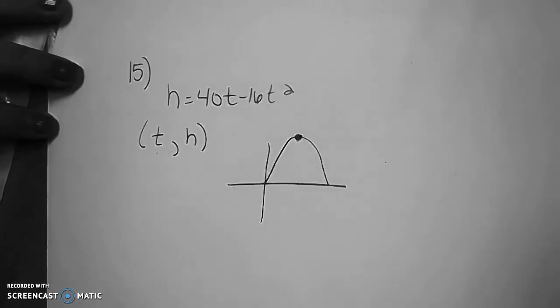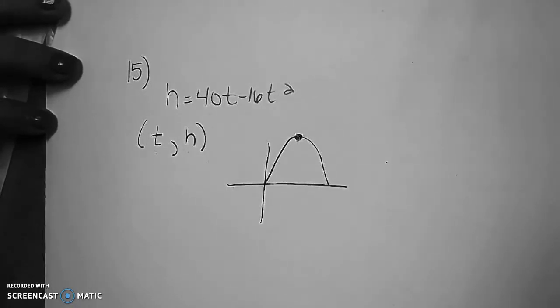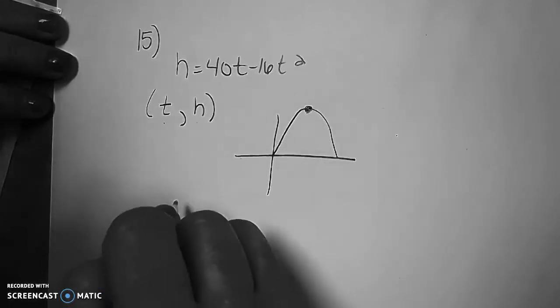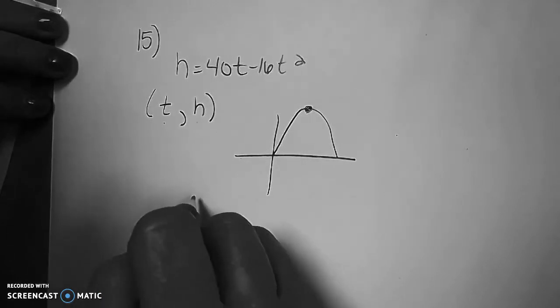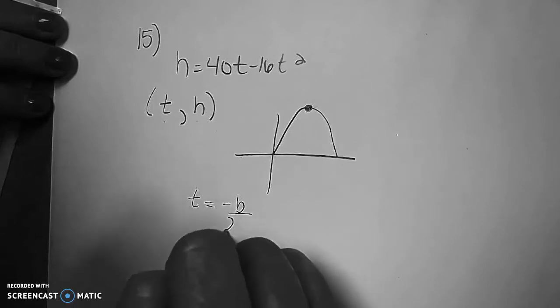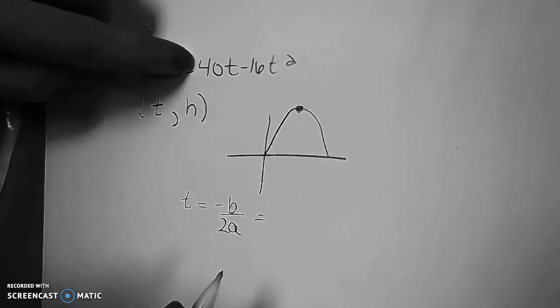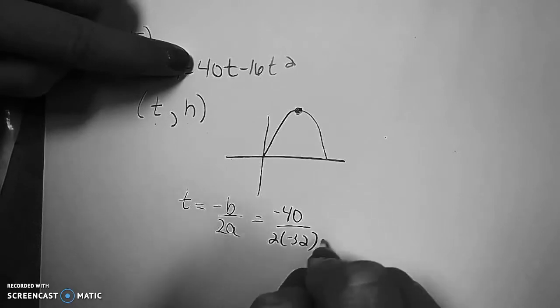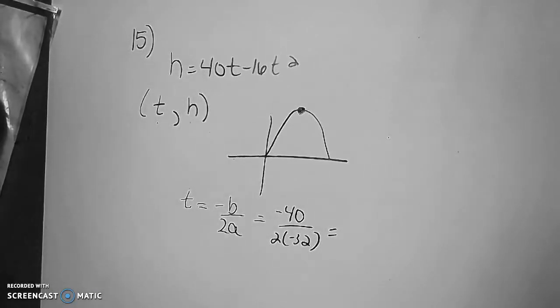So this question's really just saying find the vertex, and there's all kinds of different ways you can do that. You can complete the square, you can graph it on your calculator. I'm going to go ahead and say my x value of my vertex, which would be t here, I can find by taking negative b over 2a. So negative 40 over 2 times negative 32. And so I'm going to type that in my calculator.